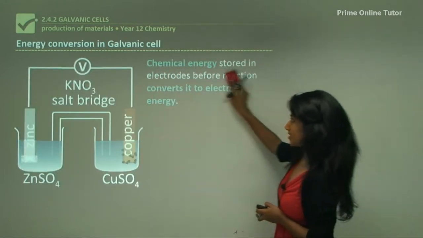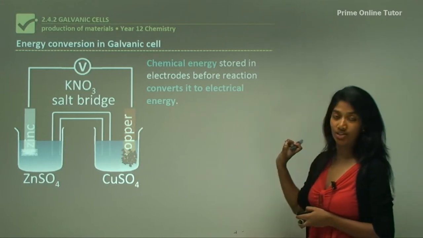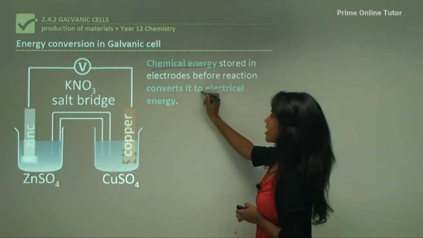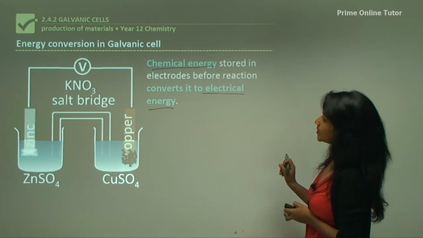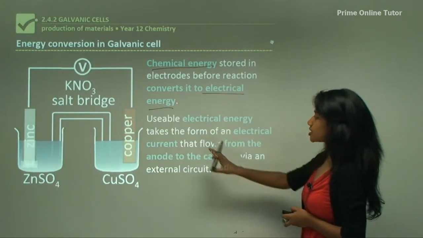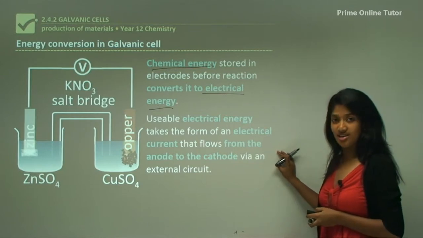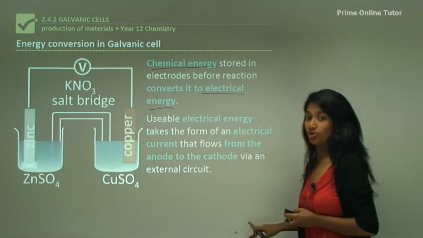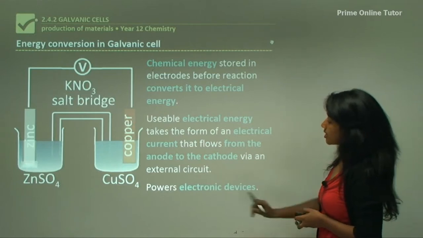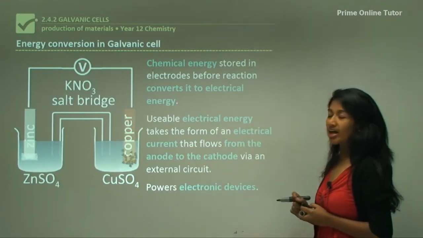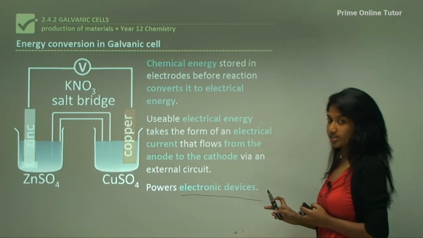Energy conversion in galvanic cells. Chemical energy stored in the electrodes before the chemical reaction is converted into electrical energy. So clearly there is an energy conversion from chemical energy to electrical energy, and that is what you have to know about galvanic cells and energy conversion. Usable electrical energy takes the form of an electrical current that flows from the anode to the cathode via the external circuit, and this is the movement of electrons as we talked about before. It powers electronic devices. Now, what are galvanic cells used for? Well, they are used in electronic devices and batteries, and we'll be learning about this later on in the topic.